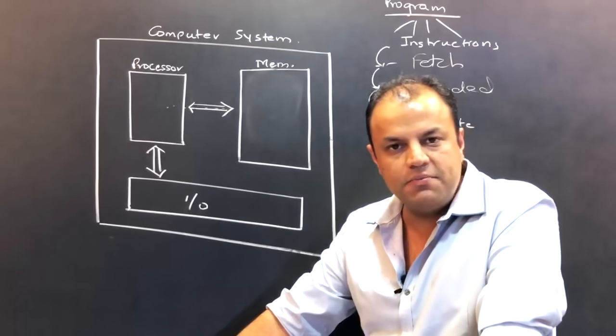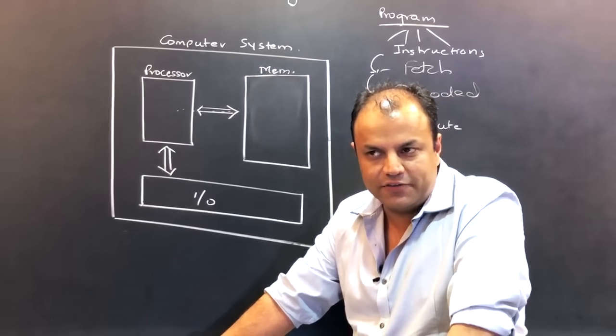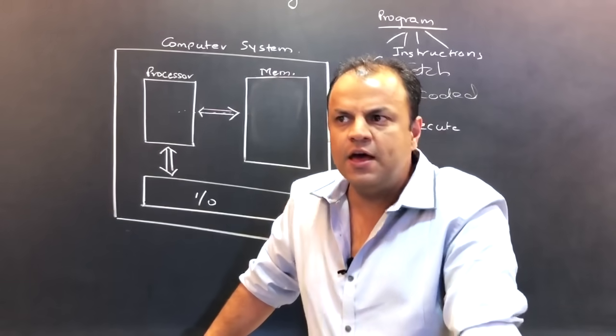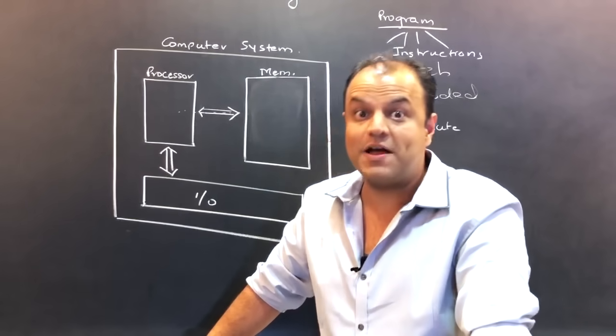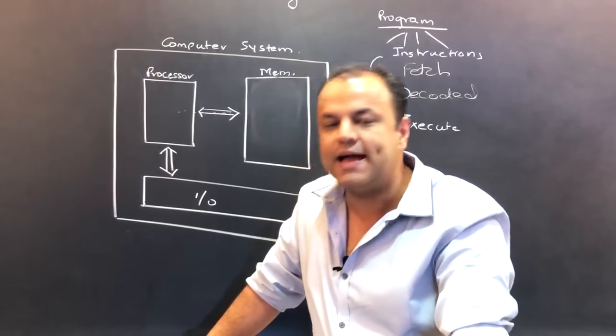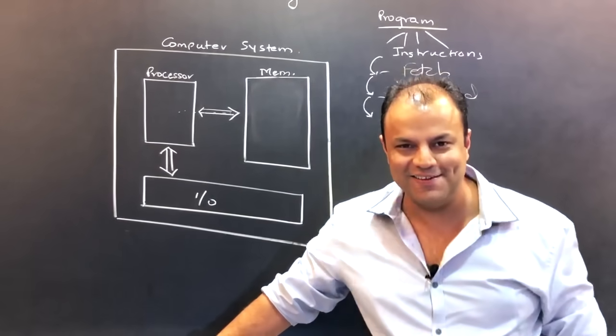Now again, when you say memory, it's not just one device. There are so many devices in memory. Hard disk, floppy, CD, DVD, pen drives, RAM, ROM, different types of RAMs, different types of ROMs, cache memory, L1, L2, L3 cache, etc. So memory itself is huge.